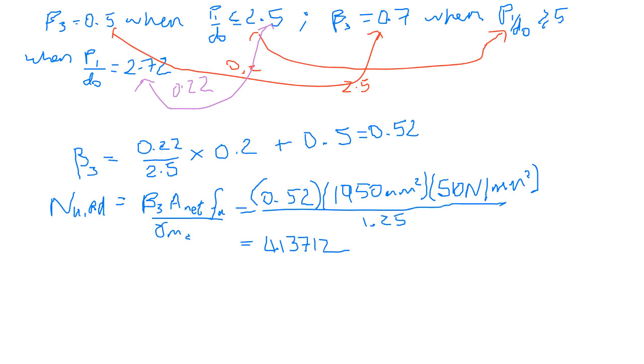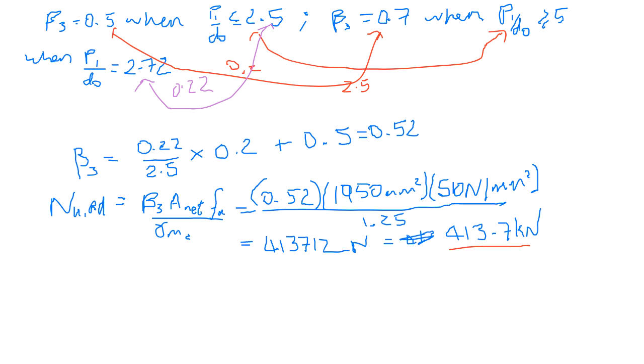Newtons. Okay, and then divide that by 1,000 to get kilonewtons. So 413.7 kilonewtons. Okay, so that's the ultimate strength from there, and then the last line there.